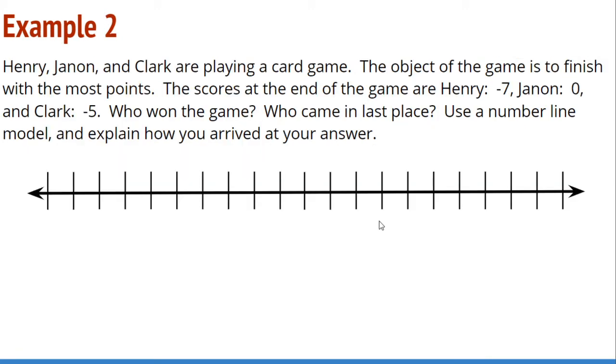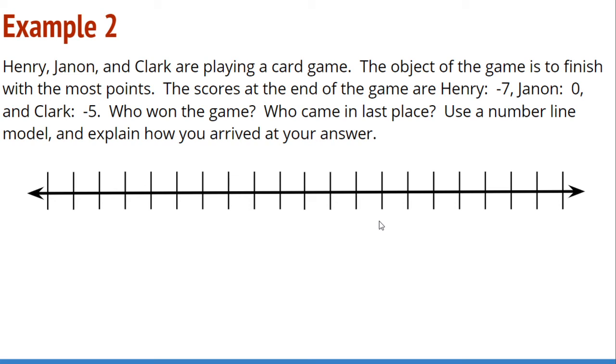All right, looking at example 2. Henry, Janan, and Clark are playing a card game. The object of the game is to finish with the most points. The scores at the end of the game are Henry at -7, Janan at 0, and Clark at -5. Who won the game? Who came in last place? And we're going to use a number line and explain how we arrived at our answer.